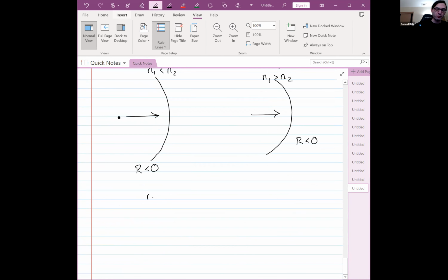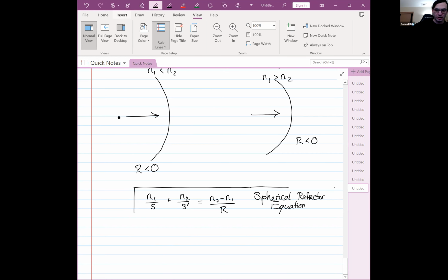The equation that we figure out for where the object is depends on the index of refraction, the location of the object, and the radius of curvature. And the equation that we end up with is N1 divided by S plus N2 divided by S prime is equal to N2 minus N1 divided by capital R. This is our equation for a spherical refractor. Now, I'm not going to derive that because it's a mess, as you can probably tell. It's really not that bad, but if you don't know exactly what you're doing, you're going to get stuck.